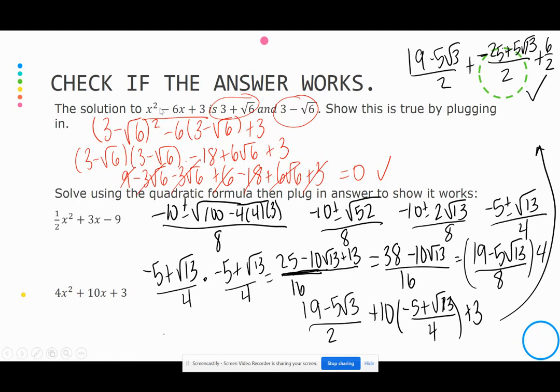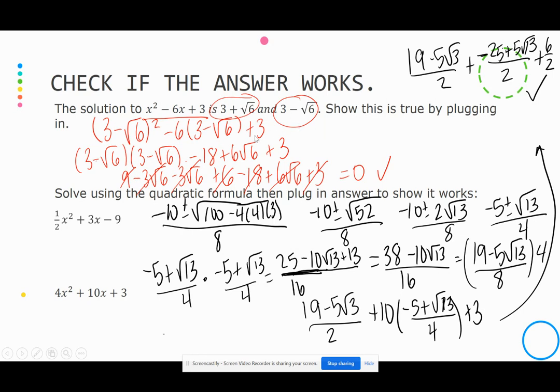But if we look, I did in class the 3 plus the square root of 6. So I'm going to show you the 3 minus the square root of 6. On the test, you're going to have to do both of the options, so make sure you can do both of them. We ran out of time, so I only showed you the positive.